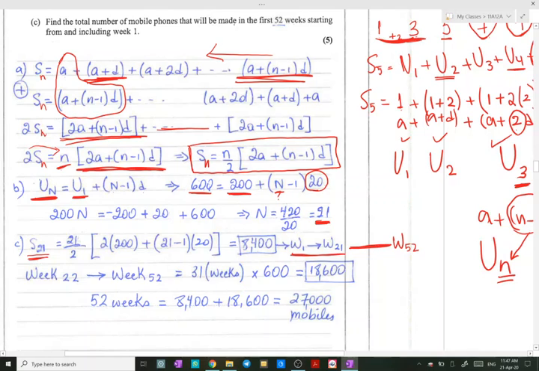How did we get week 31? Because we subtract the weeks between 22 and 52, and we multiply them by the number of production, because it's constant. Therefore we got 18,600. Adding it up with the previous number, this is why we got 27,000 mobile phones produced from week 1 till week 52.